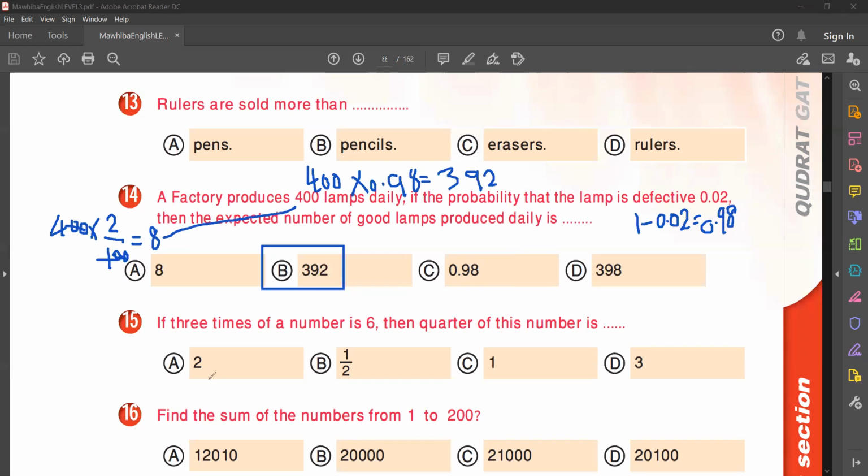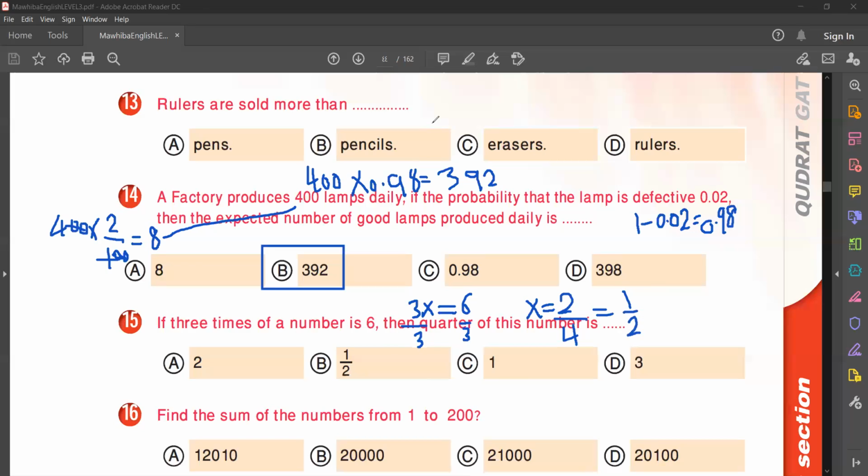Okay, number 15. If 3 times a number is 6, then a quarter of this number is, what is it? If 3 times a number is 6, you put the number as x, so you write 3x equals 6, right? Then a quarter of this number. So you find the number first, divide by 3, also here divided by 3, then x equals 2, right? A quarter, you divide by 4, right? So 2 divided by 4 is 1 over 2 or half.